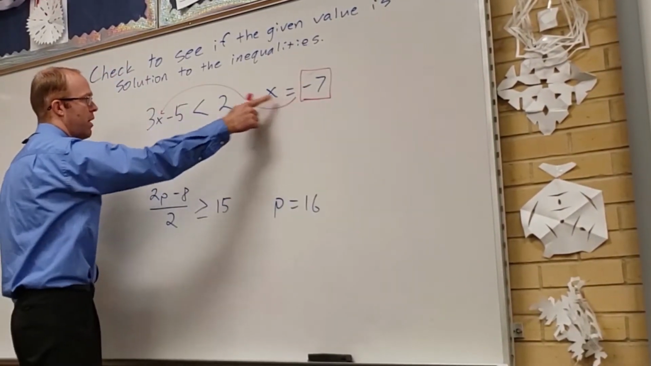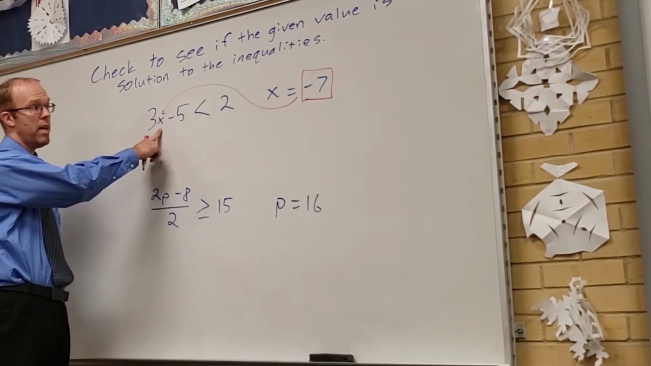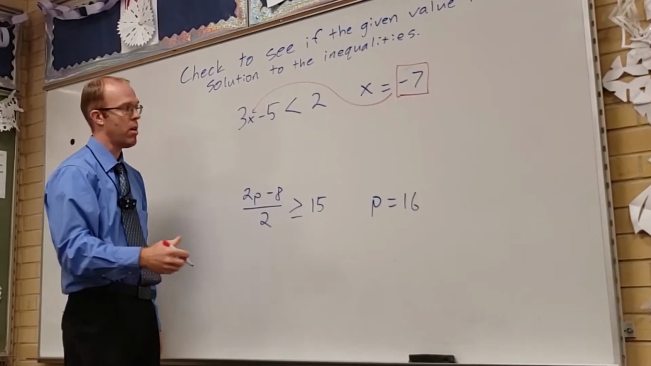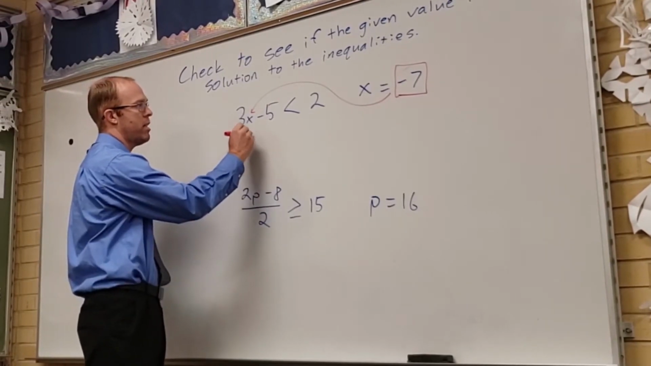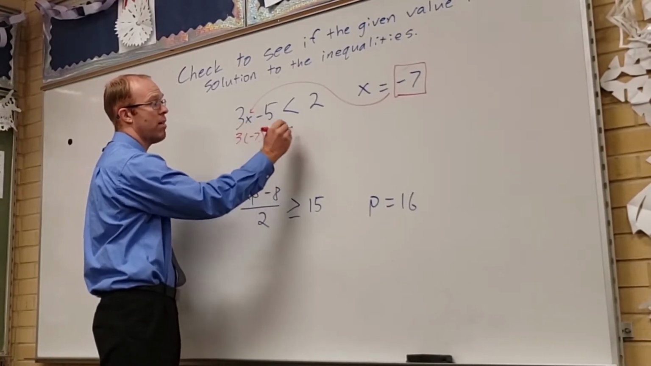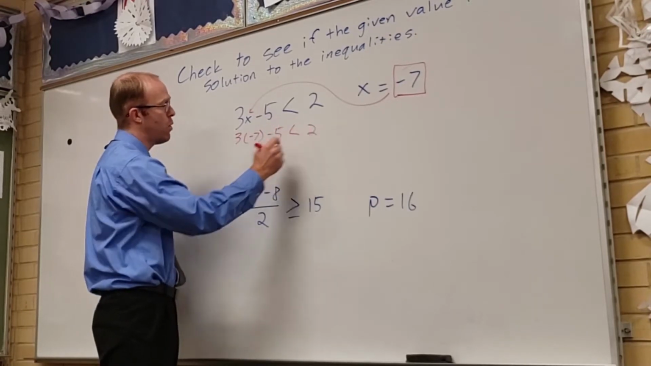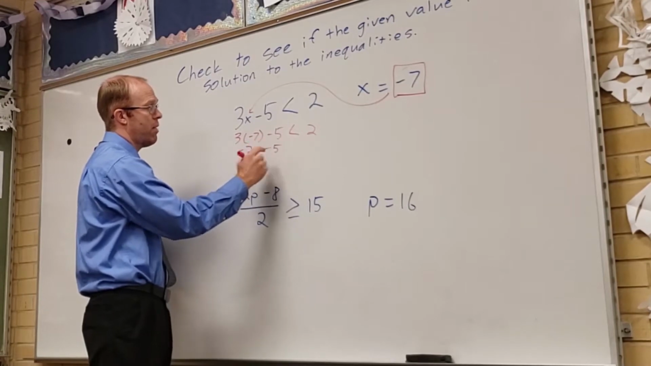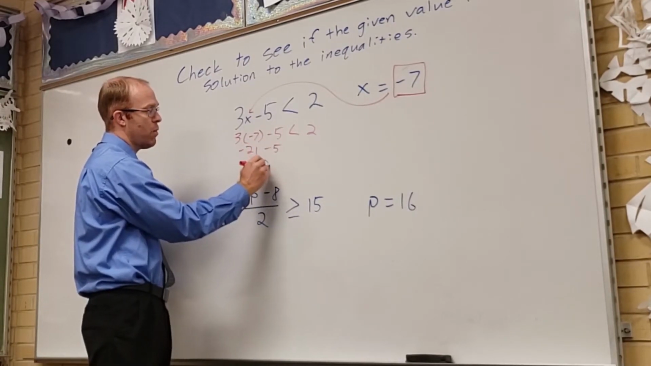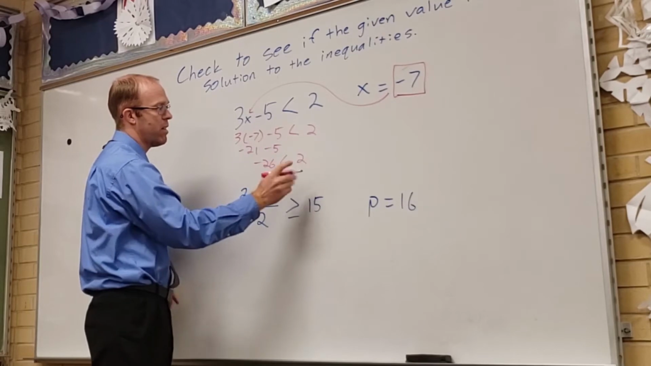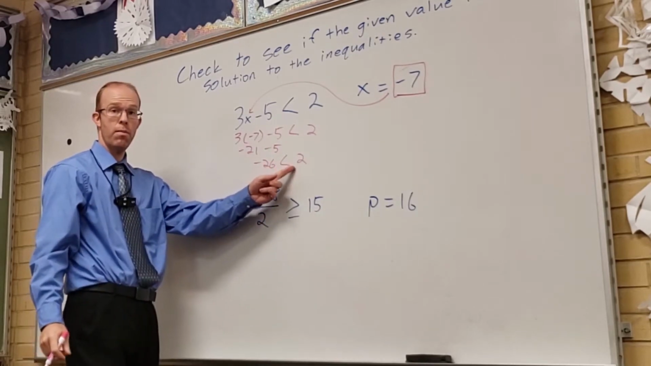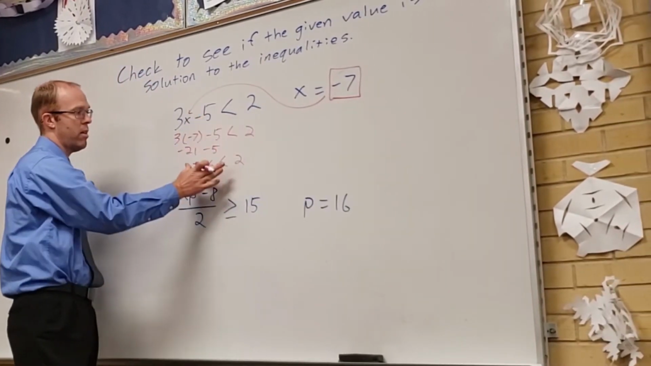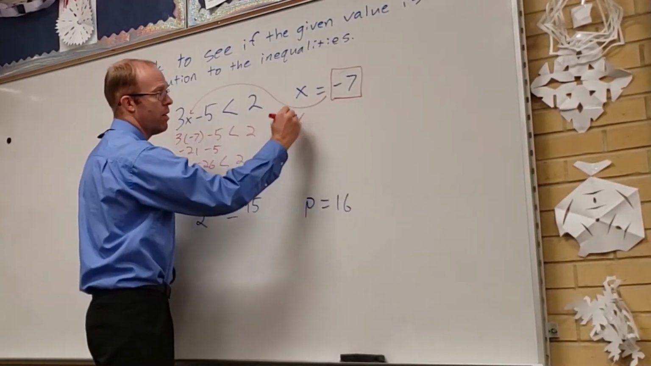So this is an x value. In place of x, I'm going to put -7 and see if that ends up giving me something that's true or something that is not true. So that gives us 3 times -7 minus 5. We want to see if that is less than 2. 3 times -7 is -21, and -21 minus 5 is -26. -26 is indeed less than 2, so that is a true statement. That means that this worked in here, so it is a solution.